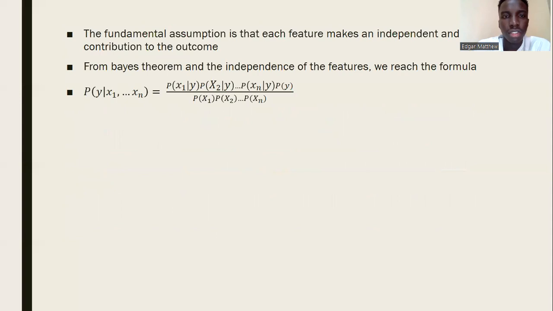And we've talked about the fundamental assumption, that each feature is independent and makes an independent contribution to the outcome. This is the formula we use for naive Bayes classifiers, and it's derived from the Bayes theorem. As you can see, the similarity. It's just that instead of using the normal intersection, we multiply, because again, the features are independent and they contribute independently to the outcome.